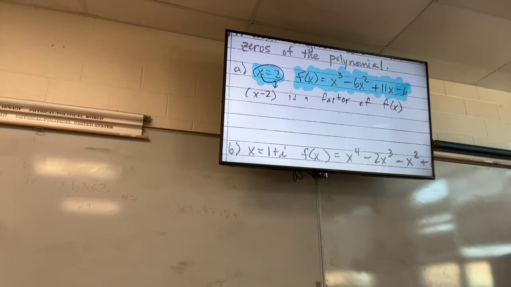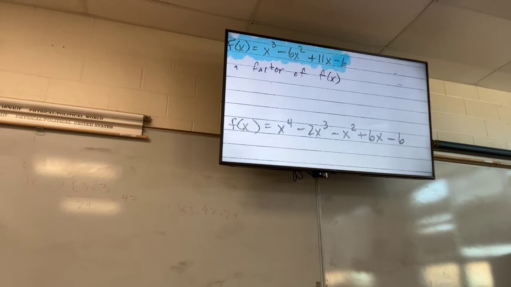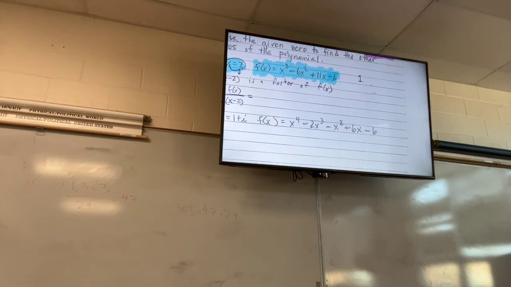So to find the other ones, we do f of x divided by x minus 2, and we can do that with synthetic division. Let's do that over here: 1x cubed minus 6x squared plus 11x minus 6. Synthetic division, we put negative 2 in the crow's nest. Drop down this 1. Negative 2 times 1 is negative 2. Negative 6 plus negative 2 is negative 8. Negative 2 times negative 8 is positive 16. 11 plus 16 is 27. Negative 2 times 27 is negative 54.